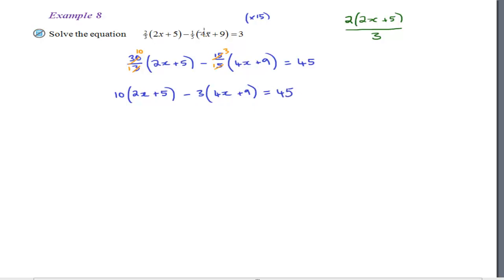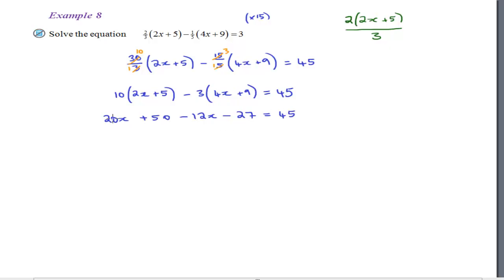So what we've done is multiplied both sides of the equation by 15. The consequences are that the numbers got a bit bigger over here, but the good thing is that the fractions have all disappeared, and we're left with something that we're a bit more familiar with. We can now multiply across this bracket, so 10 lots of 2x giving us 20x, and 10 lots of 5 giving us 50. Again, watching the signs here, that's negative 3 multiplied by 4x, so negative 12x. And negative 3 multiplied by positive 9 gives us negative 27. All of that's going to be equal to 45.